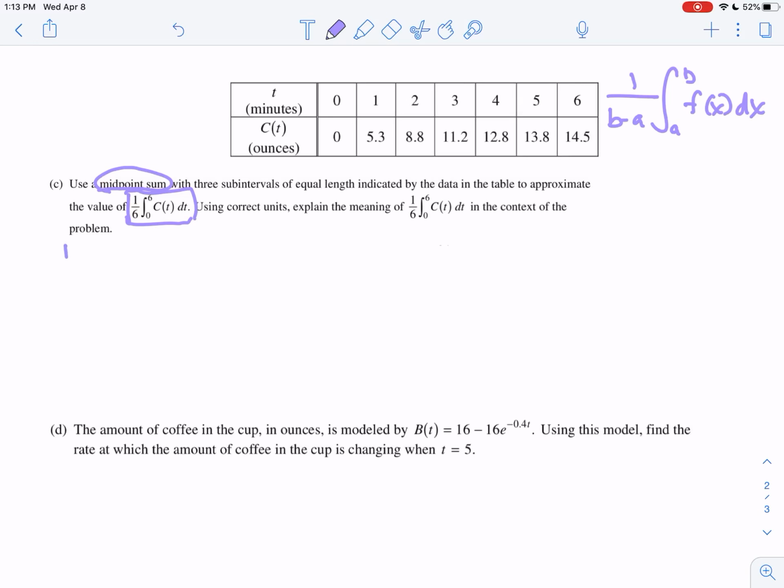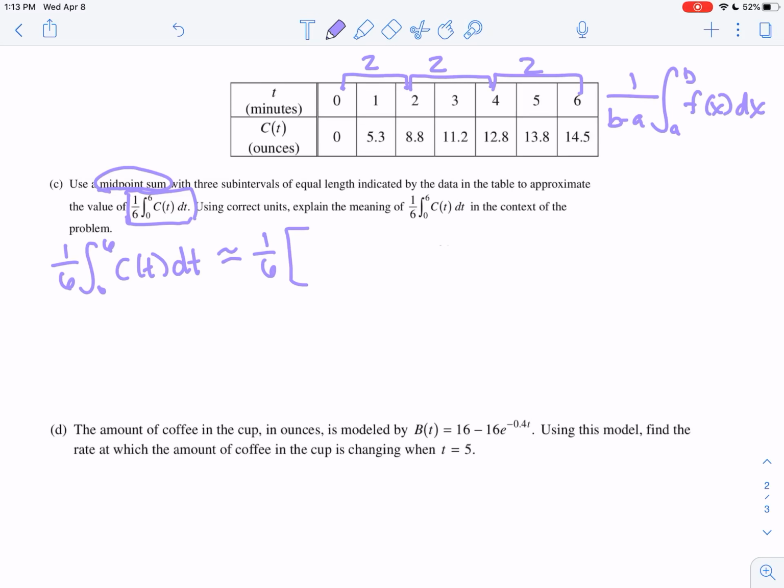So here's what we're going to do. We're going to have 1/6 integral from 0 to 6 of c of t dt. This is going to be approximately 1/6, and now I'm going to open up brackets and put MRAM inside those brackets, okay? So we want 3 subintervals of equal length, so that means we'd be going from 0 to 2, 2 to 4, and 4 to 6. So each base is going to have a length of 2.